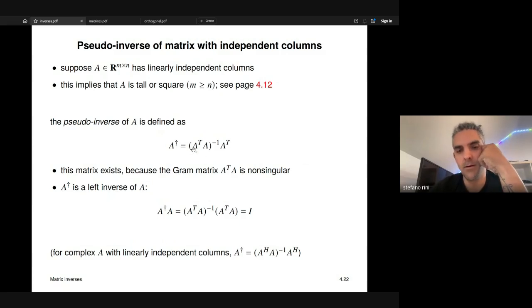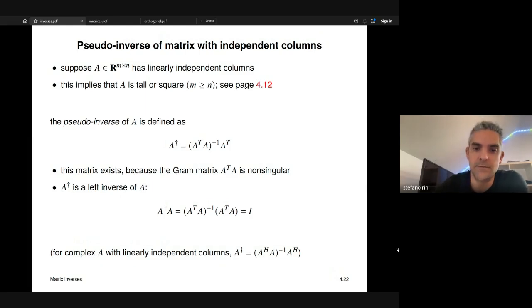So now we have an inverse, and we don't know if this happens in general, but we know that we have linearly independent columns. So once we do this, we get a matrix that is invertible by definition, and this follows from the fact that A has linearly independent columns. Then we have this multiplication by A transpose, which in a sense fixes again the dimension to be the desirable dimension. So this matrix exists because the Gram matrix A transpose A is non-singular, because A has linearly independent columns. And A dagger is the left inverse of A.